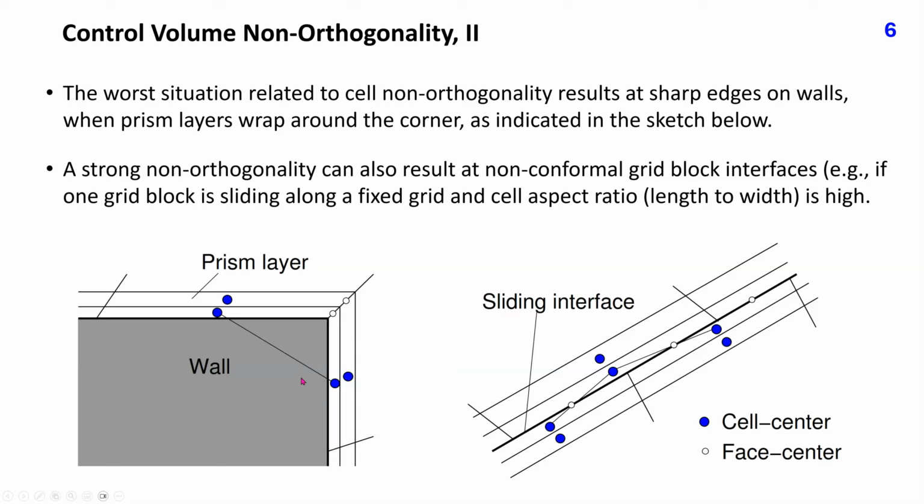Using linear interpolation from values at cell centers to compute the value at face center is highly inaccurate because of different flow directions at these locations. An example will be shown on slide 9. A strong non-orthogonality can also result at non-conformal grid block interfaces. For example, if one grid block is sliding along a fixed grid and cell aspect ratio, length to width, is high, as indicated in this sketch. These two control volumes have this common face, and the line connecting cell centers is highly non-orthogonal to it.